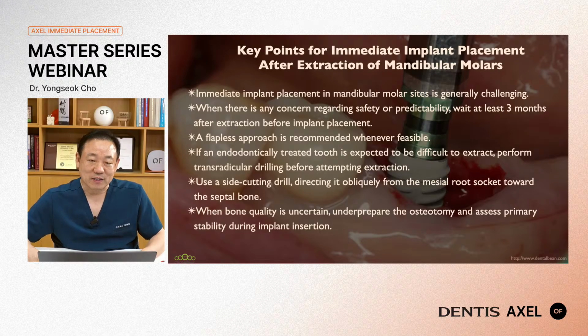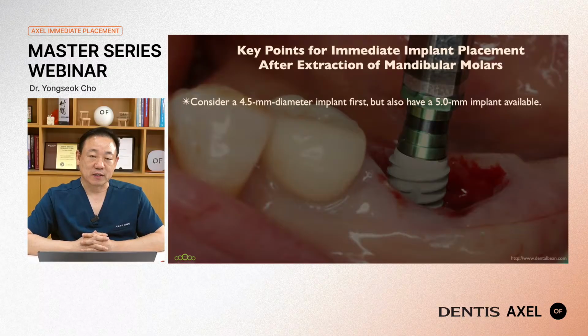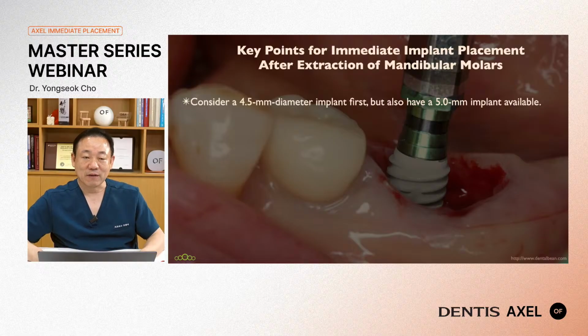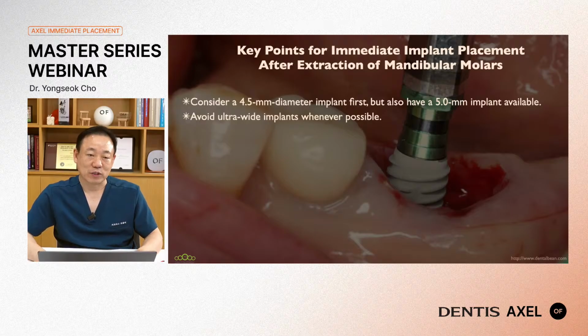When bone quality is uncertain, underprep the osteotomy and assess primary stability during implant insertion. Consider diameter 4.5 implant first, but also prepare a 4.0 implant for immediate replacement. I prefer 4.5 implant as a primary diameter. Avoid too wide implant. Don't place ultra-wide implant during the immediate implant placement whenever possible. I don't recommend it.